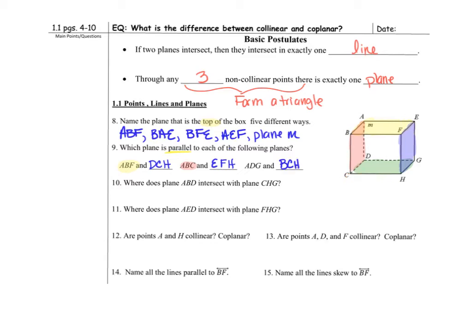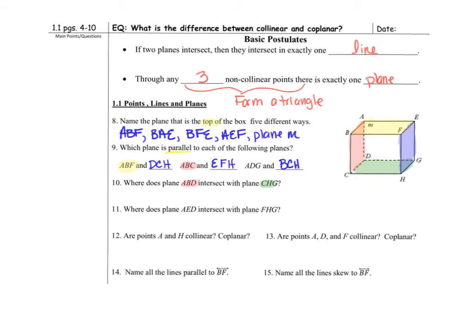Now we're going to look at intersecting planes. So ABD is right here. ABD looks like it's this side wall right here. So that was the red one. And we want to figure out where it intersects with CHG. So CHG is this bottom plane. So we want to figure out where the red and the yellow intersect.